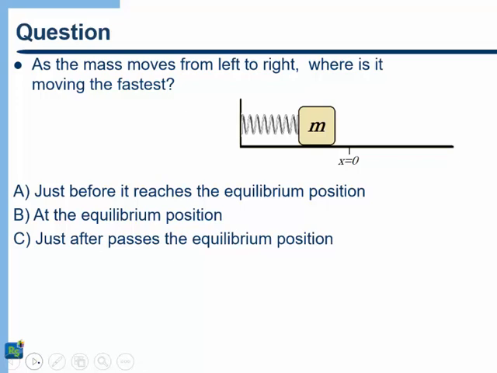Okay, so we've been asked to figure out where the object is moving the fastest, where its velocity is the greatest as it moves from left to right. The answer is it has to occur exactly at the equilibrium position. I want to show you one of the ways you can think about why that is. So let's look at what the force that the spring is exerting looks like as the object moves from its maximum compression to the maximum stretched position, which is going to be over here somewhere.